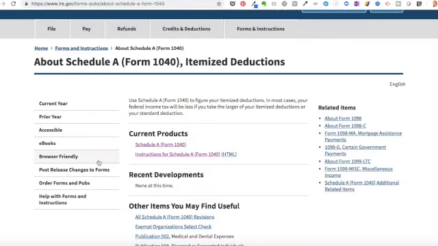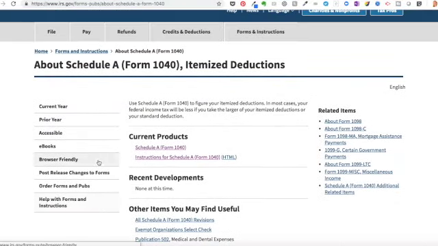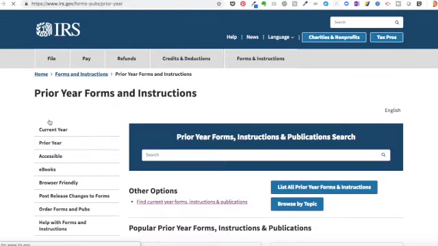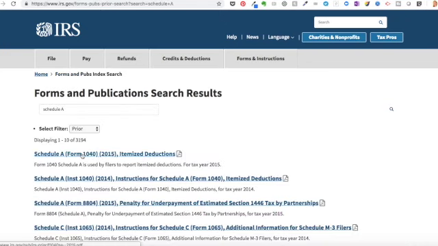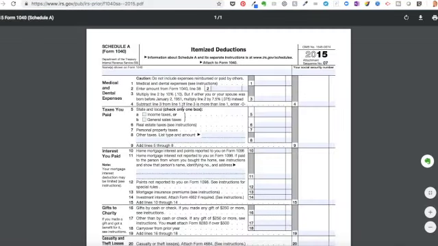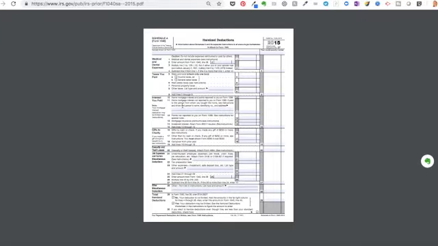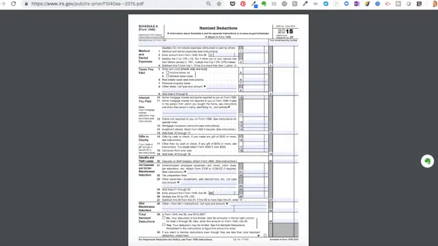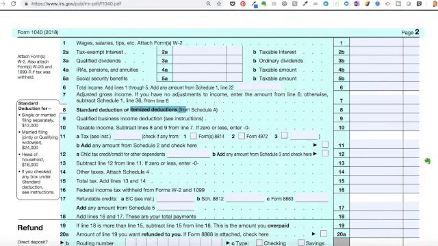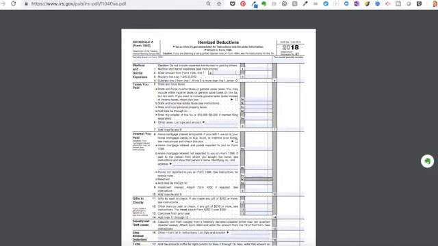Now, I'm going to pull up the prior year Schedule A. So remember, we'll go prior year forms, and we'll type in, because there's a few big changes, and you can see them listed right on the form. So 2015 is fine. Okay, when we get to the relevant sections, I'll point those out.